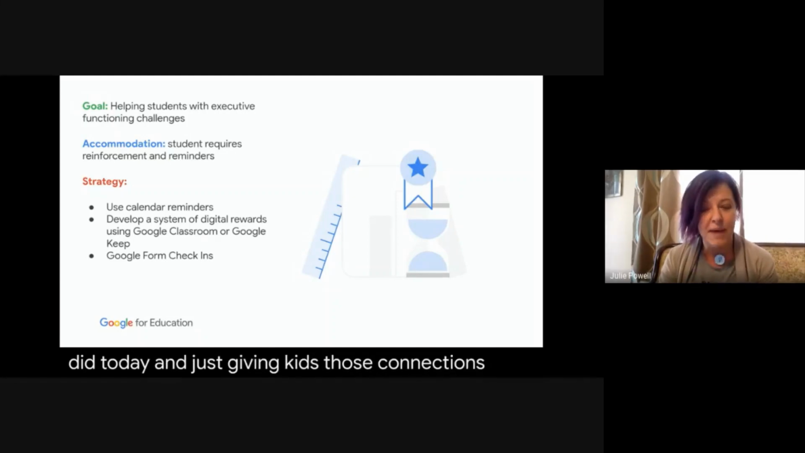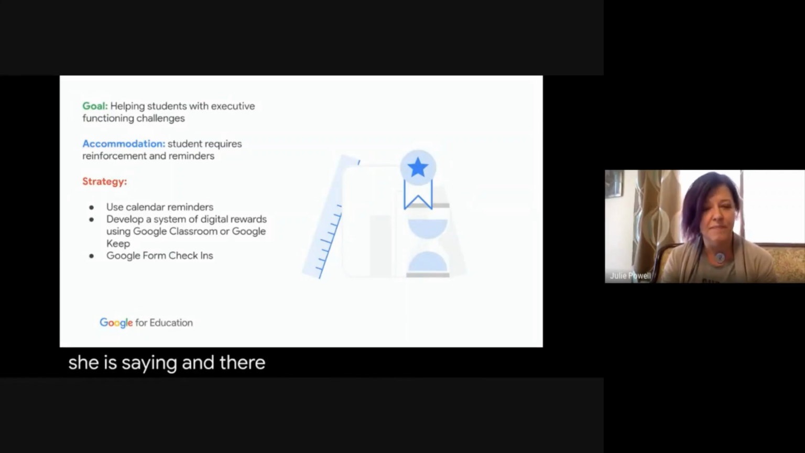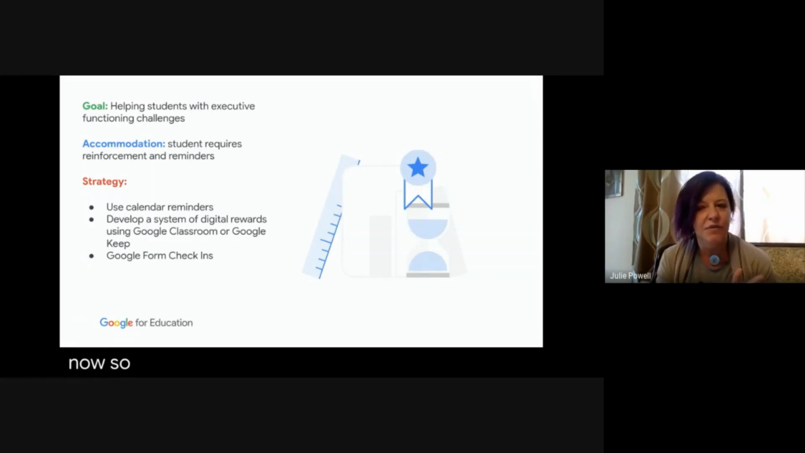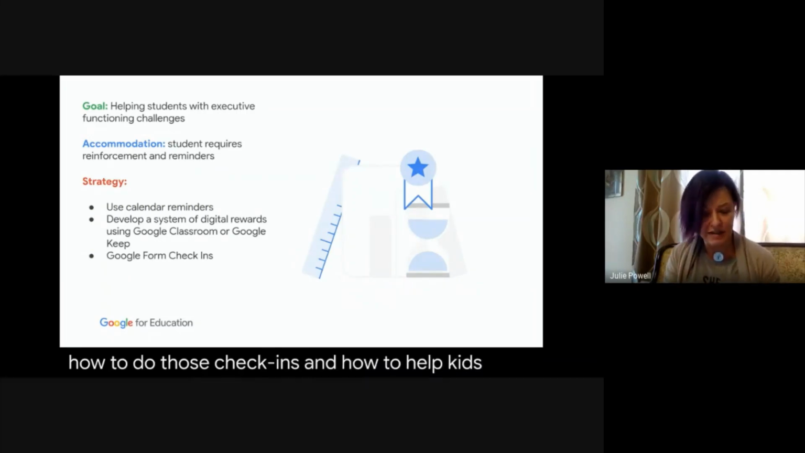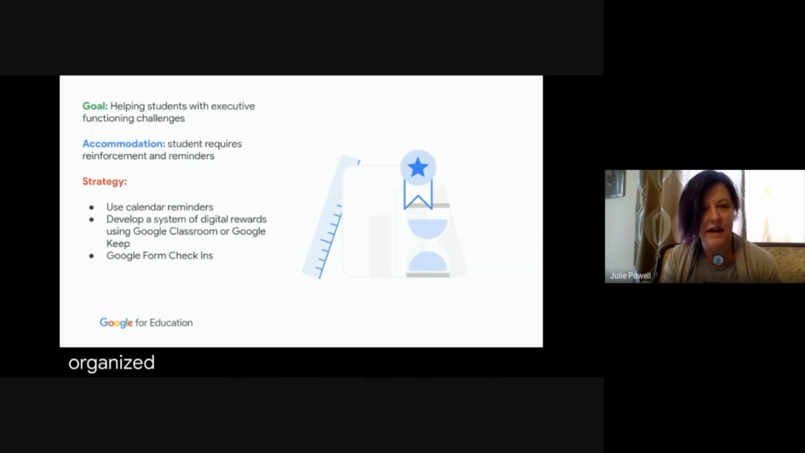I know personally, my 16-year-old, my favorite assignments that are coming from her teachers right now are simply check-ins and reflections where they get back to her. She knows that they're reading what she is saying and they're getting back to her. Even just digitally, it makes her feel like she's being heard right now. So Google Keep, Google Task, Google Forms, and Calendar, I think are all great examples for how to do those check-ins and how to help kids just organize their thoughts and ideas and time.